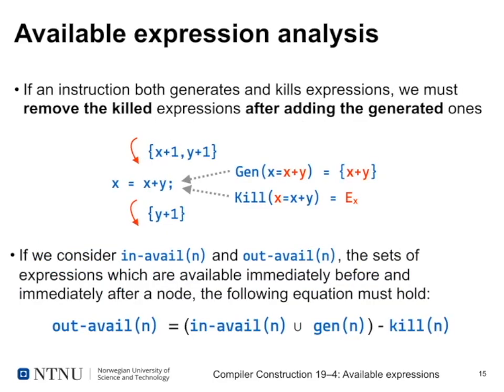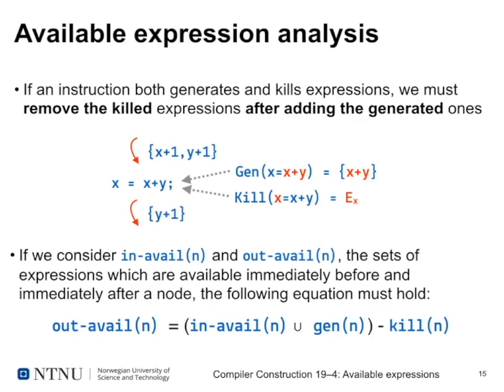And as we've seen, if an instruction both generates and kills expressions, like in our x equals x plus y, well, we're generating x plus y, and right away we're killing everything that contains an x. So we're throwing it out again. So we have x plus 1 before, which is not useful here anyway. We recalculate x plus y, so we generate something new, and then we kill all the expressions containing an x, so x plus 1 and the recently generated x plus y, so we're again left with y plus 1.